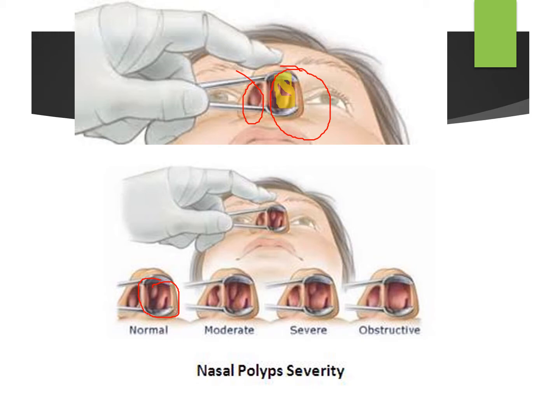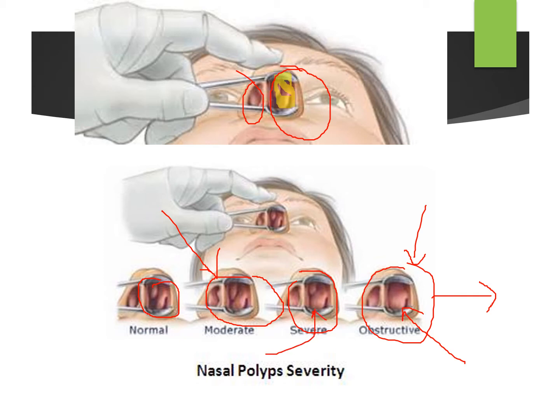These are the normal, and this is moderate swelling, severe swelling, and obstruction. Because of this swelling of the turbinates, the airflow will not be clear. So it causes blockage of airflow and the patient will feel uncomfortable and have difficulty in breathing. So to treat this, we should decrease the swelling of the nasal turbinates such that they come back to normal and the airflow is not resisted.